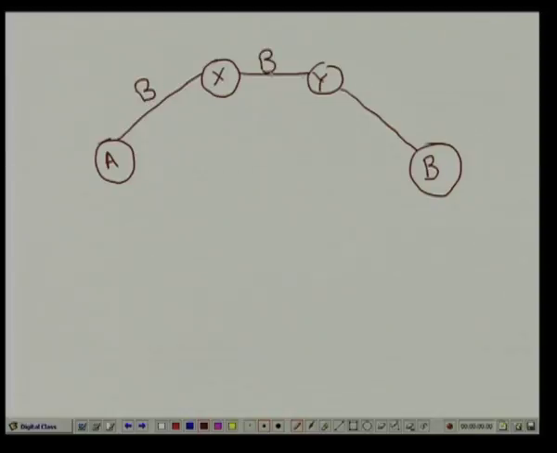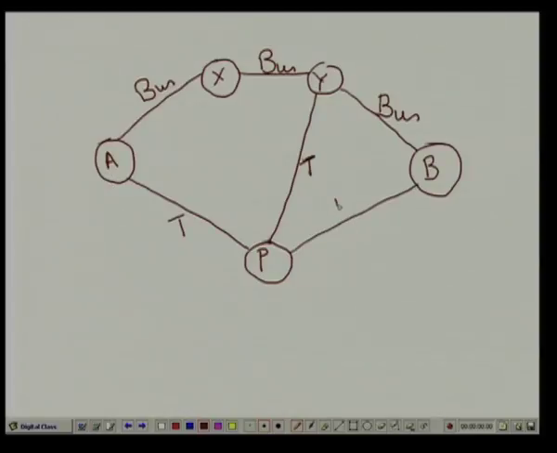So, there is a bus route here, all right, sorry, this is bus, all right, and there is one train which brings me to city P, and from there is another train which brings me to city Y, and from there I have to take bus, all right. Or there may be another way that from here I can also take a train to B. Now, you see my objective, my goal is to reach B.